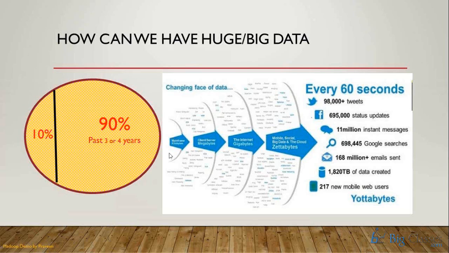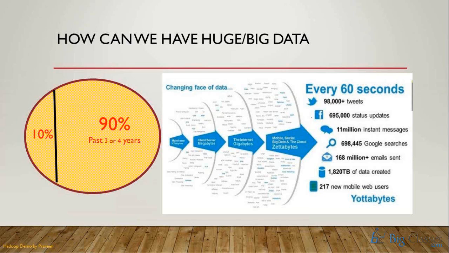Why? If you see the second slide, the second image here, this information is not for 1 month or 1 year. This is only for 60 seconds, meaning 1 minute. In a minute, nearly 1 lakh tweets, nearly 7 lakh Facebook updates, 11 million messages, and 7 lakh searches. Within a minute, this many updates are happening. They are logging in, so like this, we can have a huge volume of data.